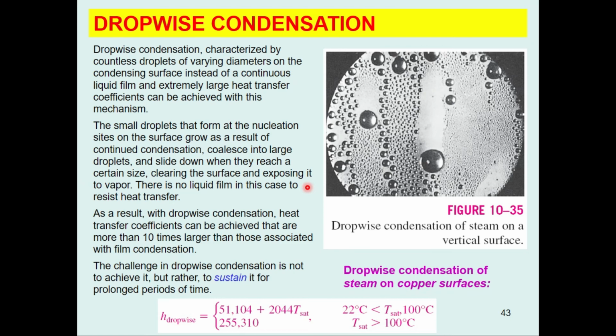This is the expression, that if the saturation temperature is 100 and you are at the temperature 22 degrees centigrade, you can use this expression by putting the value of Tsat. So if the Tsat is greater than 100, you can take the value of the convective heat transfer coefficient in this dropwise condensation as 255,310. From this topic, this is all about this lecture, but let me add one example related to the condensation process.